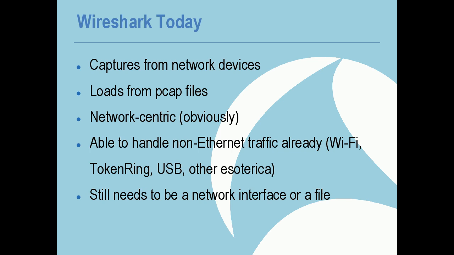So today in Wireshark, as I'm sure you all know, you can capture from network devices and load captures from PCAP files, but it's all pretty network-centric. Wireshark was born of an Ethernet sniffer. Everything that's kind of grown on since then has been an extension of that. Now it is already able to handle some non-Ethernet traffic today. You've got Wi-Fi with radiotap headers, token ring, USB, and some other things. But everything that you want to sniff with Wireshark, pretty much to a first approximation, has to be a network interface or a file.